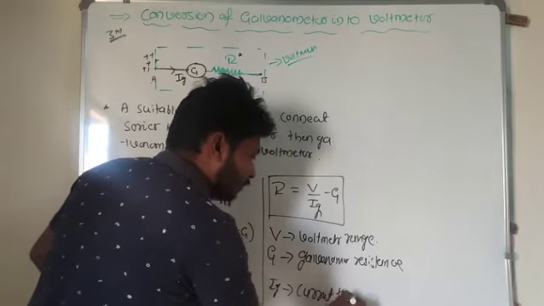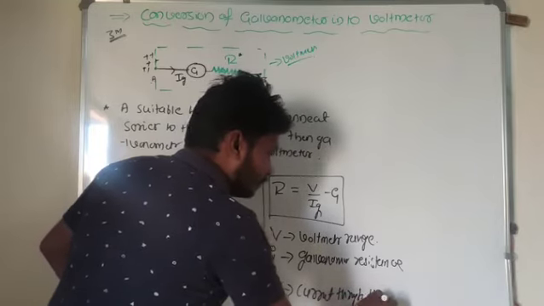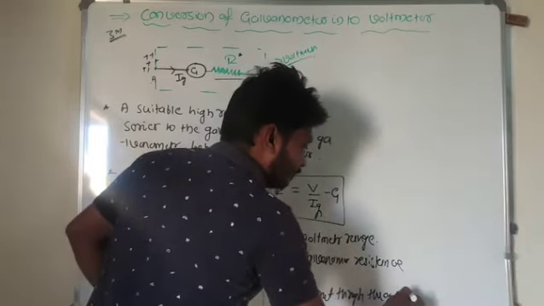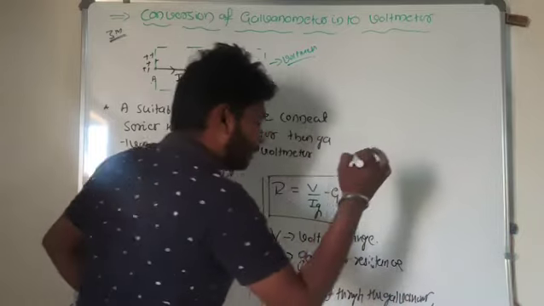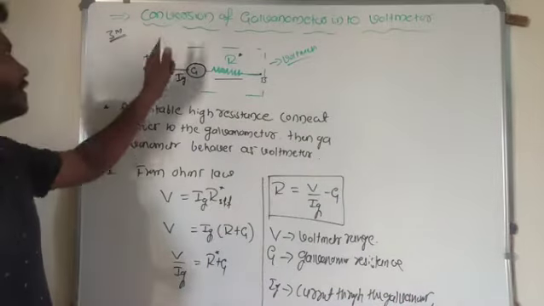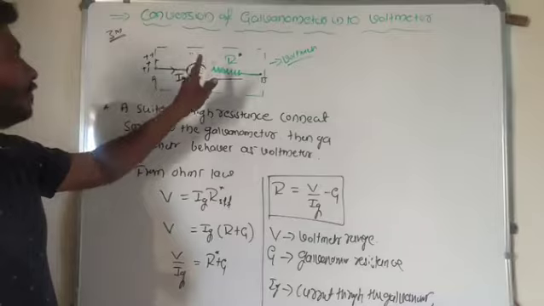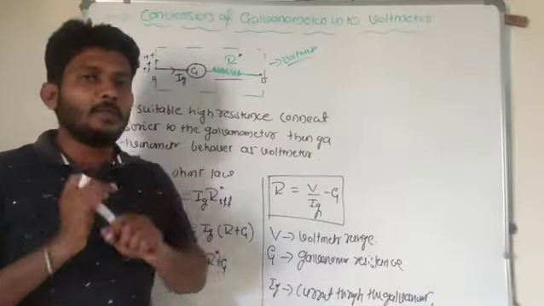Current through the galvanometer, right? So this is the way to connect, means this is the way to convert that galvanometer into voltmeter. So hope you get this thing.